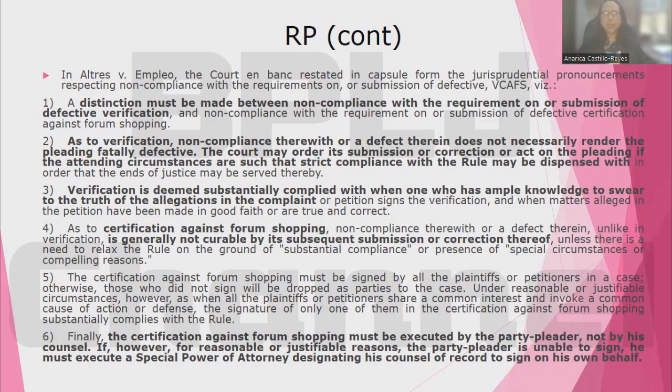Okay. The court, reiterating the pronouncement in the case of Altres versus Empleo, reiterated the result of non-compliance with the requirements of the verification and certification against forum shopping. Okay, first, a distinction must be made between non-compliance with the requirements on or submission of defective verification vis-a-vis non-compliance with the requirements on or submission of defective certification against forum shopping.